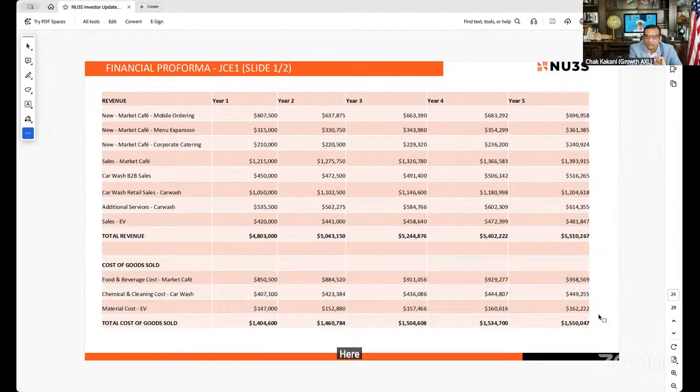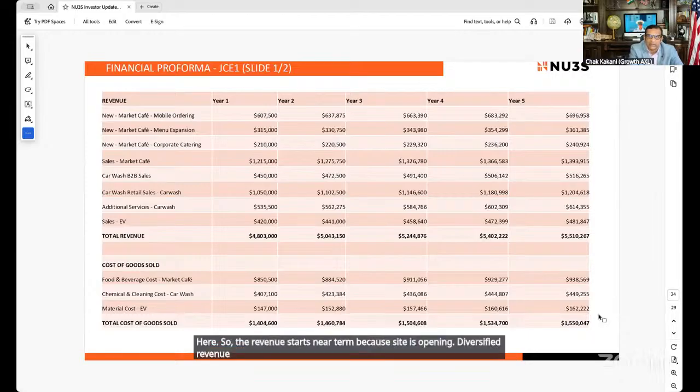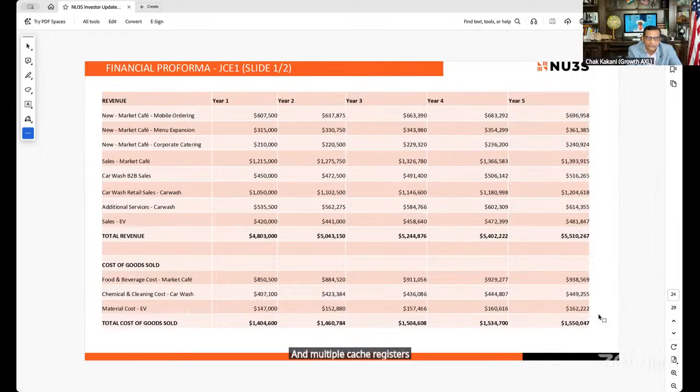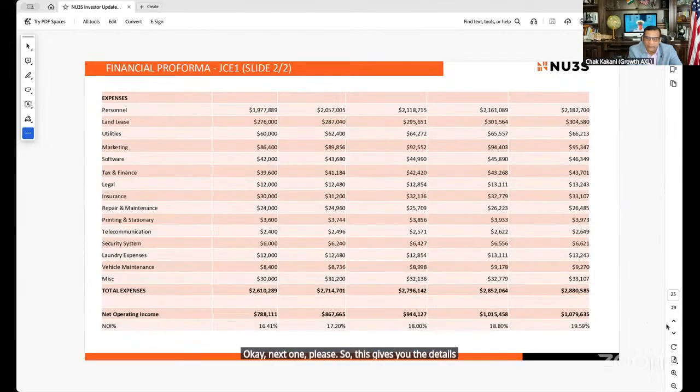So the revenue starts near term because the site is opening. Diversified revenue is a shock absorber in any project. And multiple cash registers, not one, 4 cash registers for us because 4 lines of business. Okay, next one, please. This gives you the details of operating expenses, NOI.